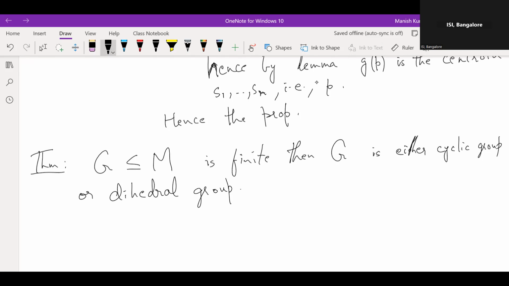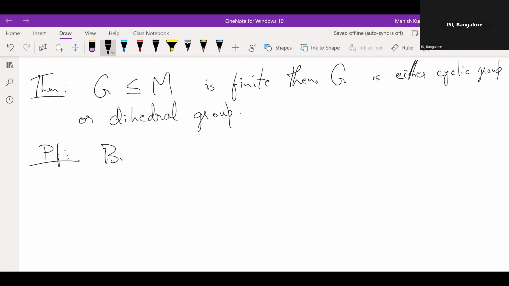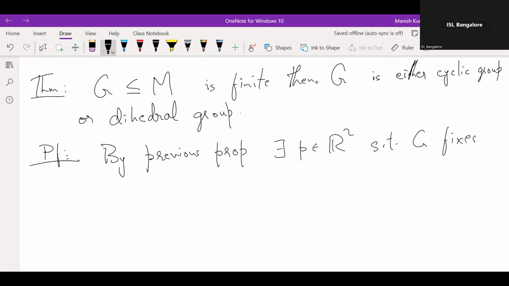Yeah. So proof. By the previous proposition, there exists P in R2 such that G fixes P. Yeah, it fixes this element P.